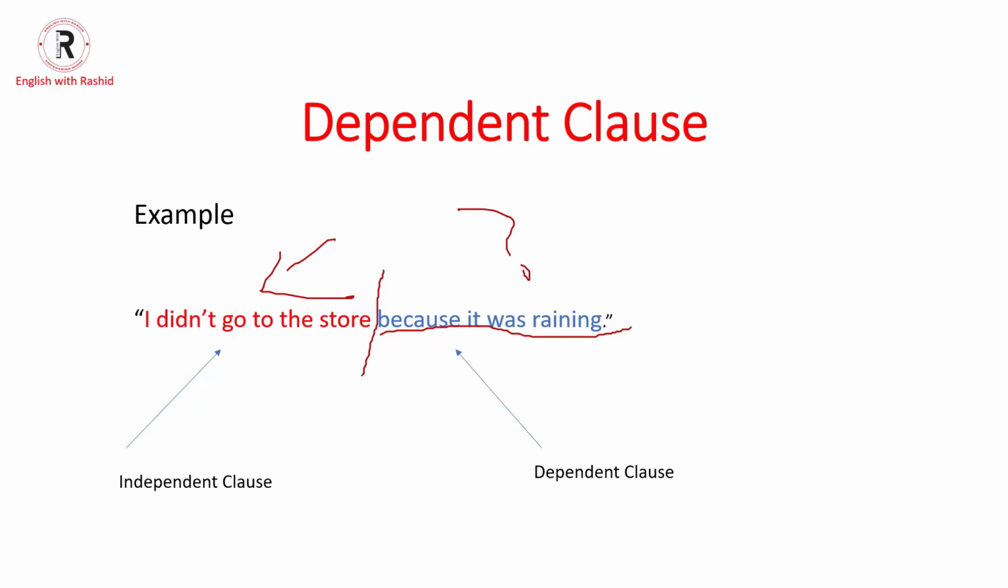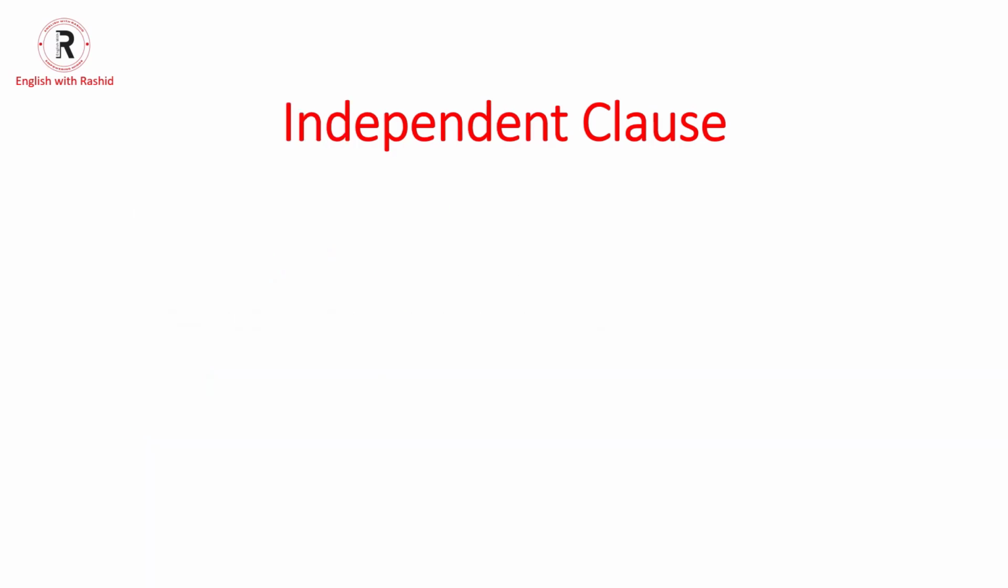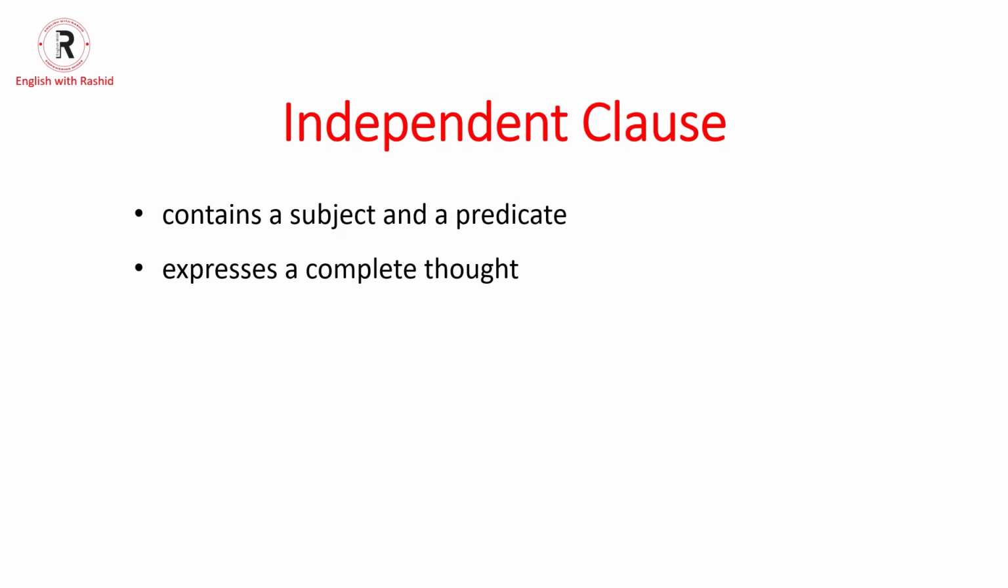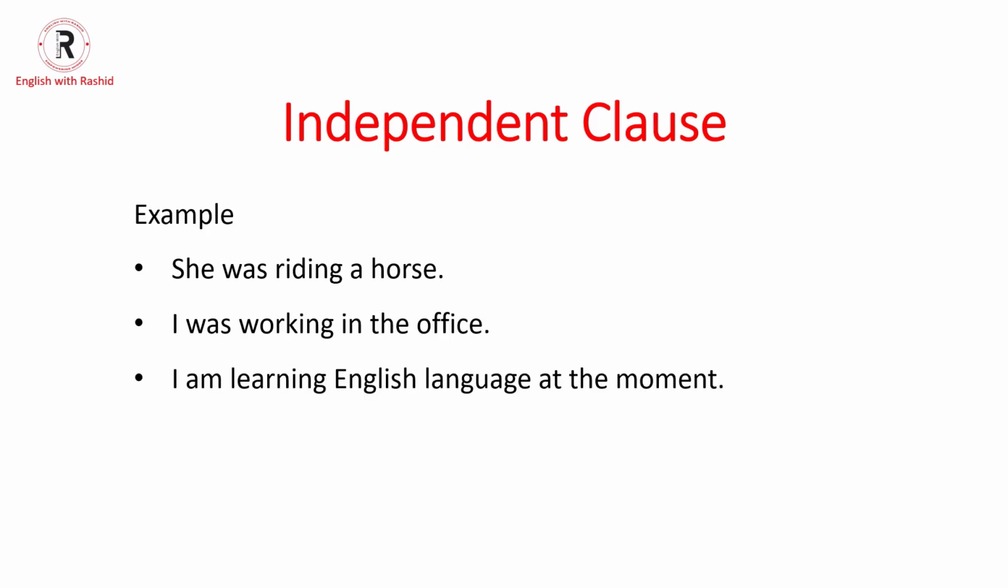So what is an independent clause? An independent clause is a sentence or a clause that gives complete sense, that gives complete meaning. It gives a complete thought. Unlike a dependent clause, an independent clause can stand alone as a sentence. It expresses a complete thought and does not rely on any other part of the sentence to give it meaning. For example, she was riding a horse, he was working in the office, I'm learning English language at the moment. When combined with other dependent clauses, an independent clause will make it a complex sentence.